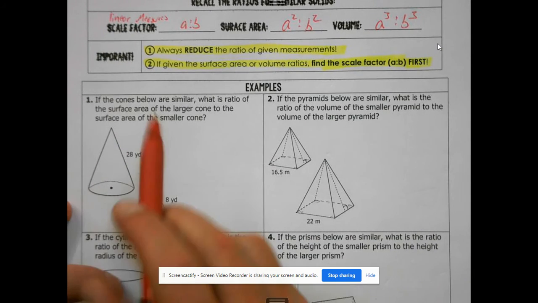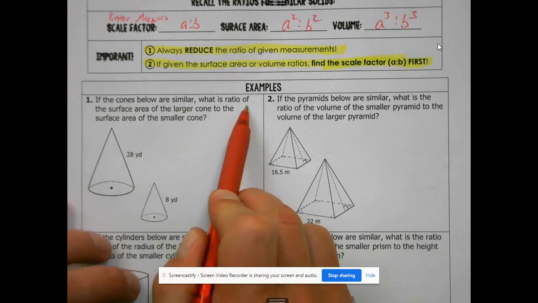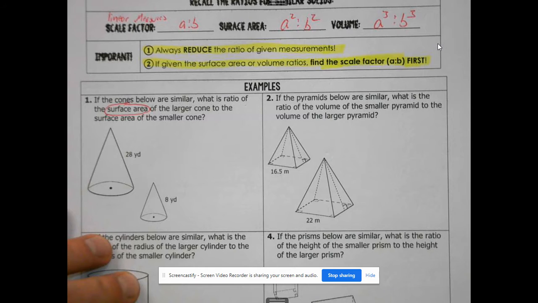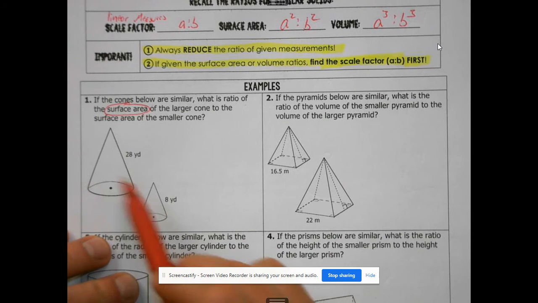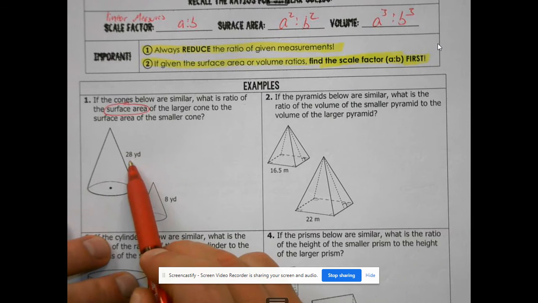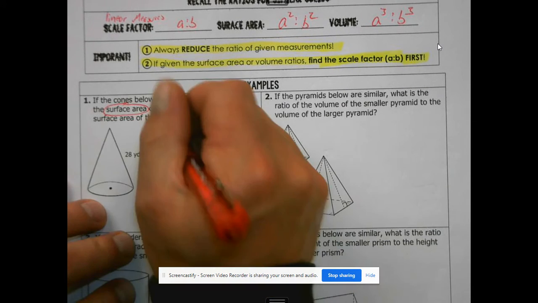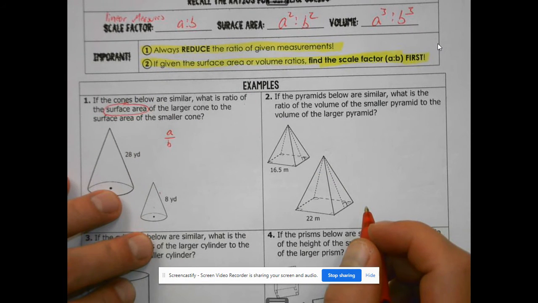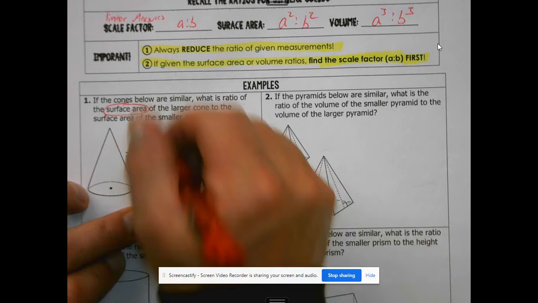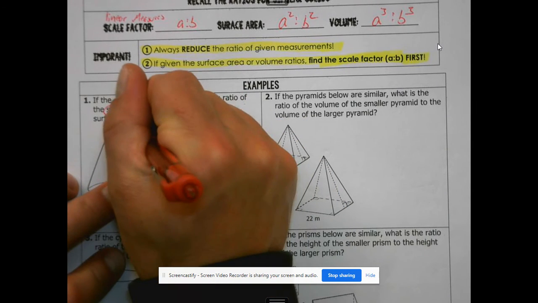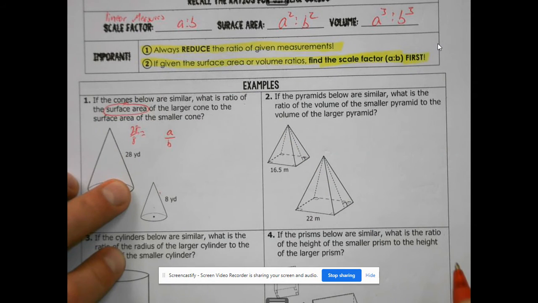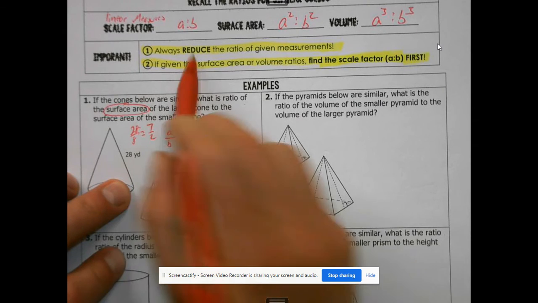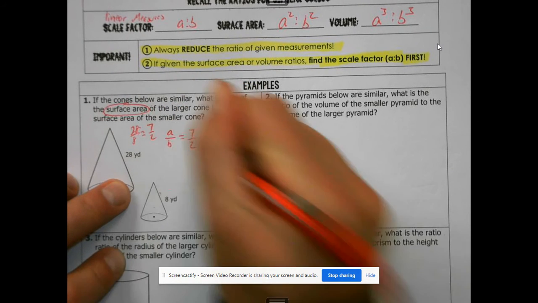If the cones below are similar, what is the ratio of surface area? So here's what I'm looking for. I want surface area of the larger cone to the smaller cone. Well, they're giving us a linear measure, right? So they're giving us A over B, which is 28 over 8. But first, I should reduce 28 over 8. 28 over 8 reduces to 7 over 2. Reduce first. So A to B is 7 over 2.